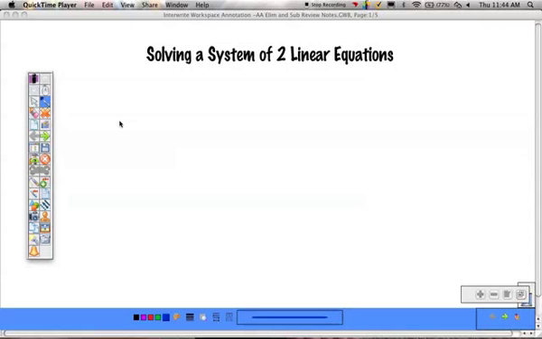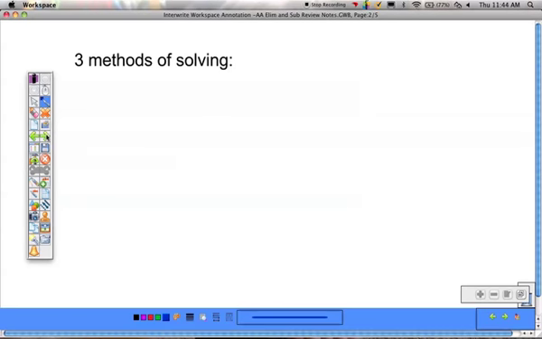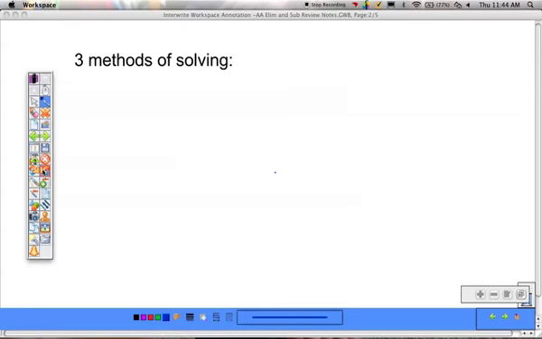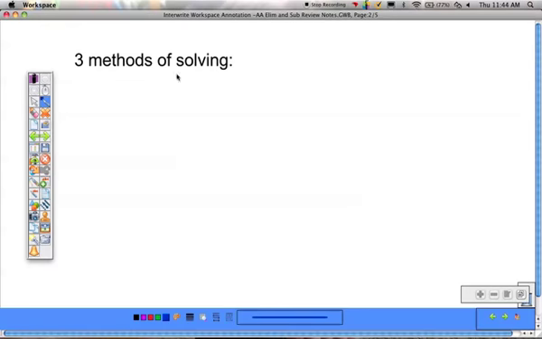So today we're going to just review what we've done in the past week or so when we look at solving a system of two linear equations. We've learned 3 methods of solving, actually 4, so let's review those methods. And remember, a system of equations is 2 or more equations, and when I ask you to solve, I'm asking you to find the point of intersection. Or where do these two lines meet?